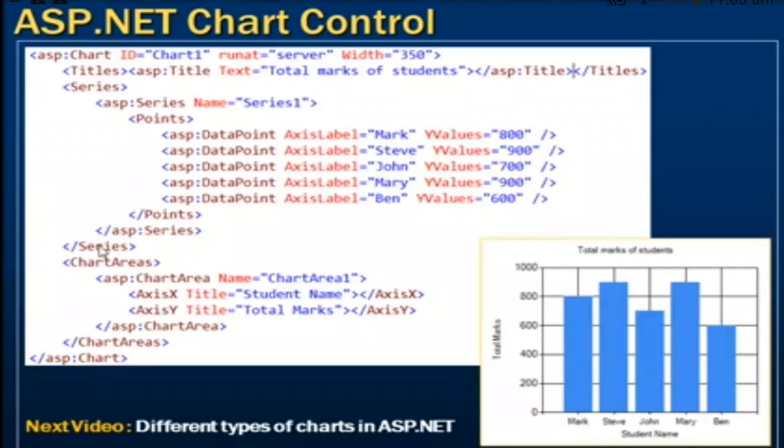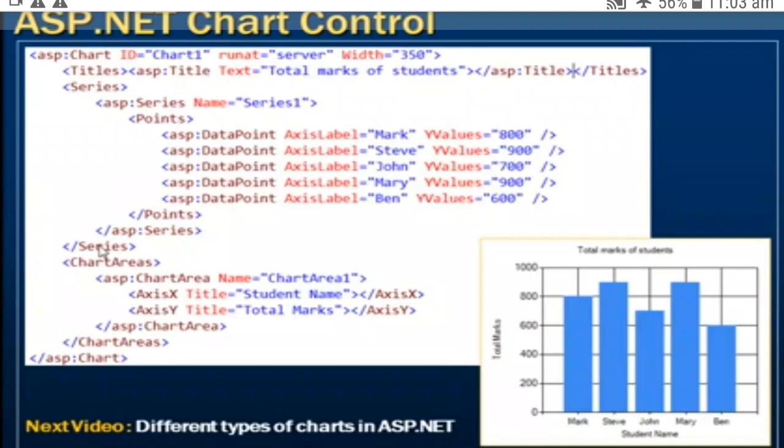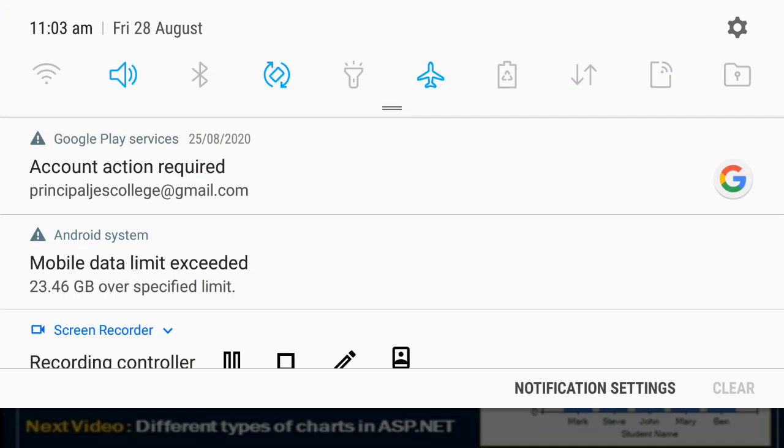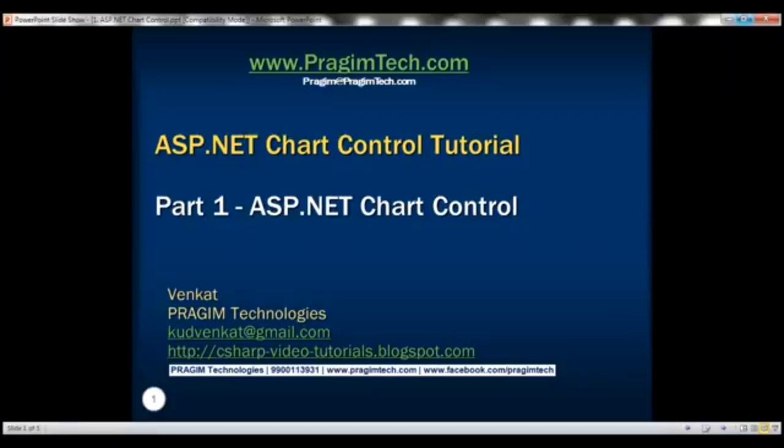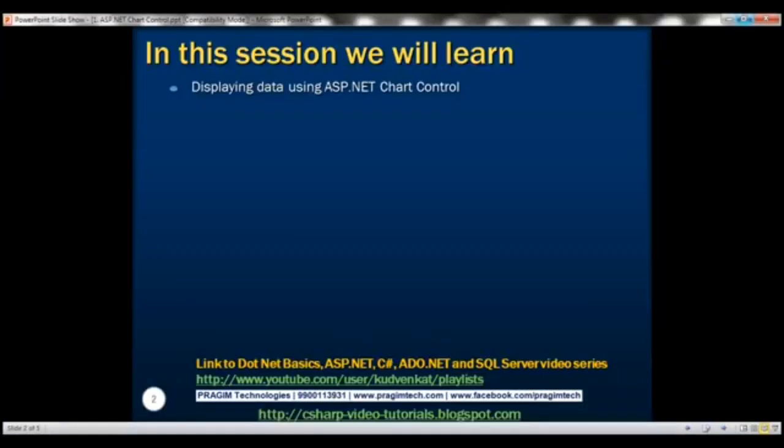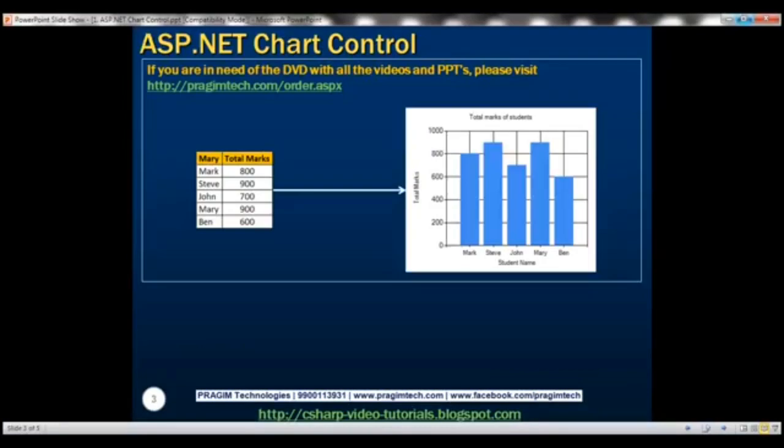In this video, we'll discuss displaying data using the ASP.NET Chart Control. This is what we want to achieve. We want to display student names and their total marks in a bar chart, as you can see here. We want the student names to be displayed on the x-axis and the total marks on the y-axis. We want the x-axis title to be Student Name and the y-axis title to be Total Marks. And for the bar chart itself, we want the title to be Total Marks of Students. So let's see how to achieve this using the Chart Control in ASP.NET.